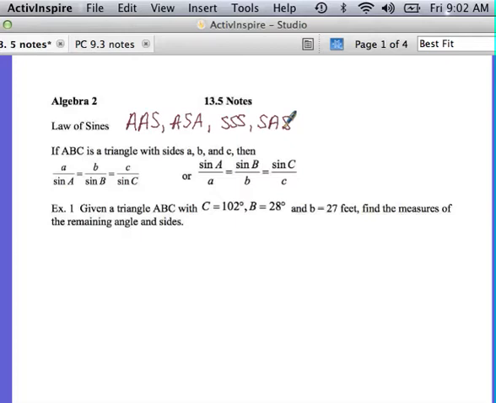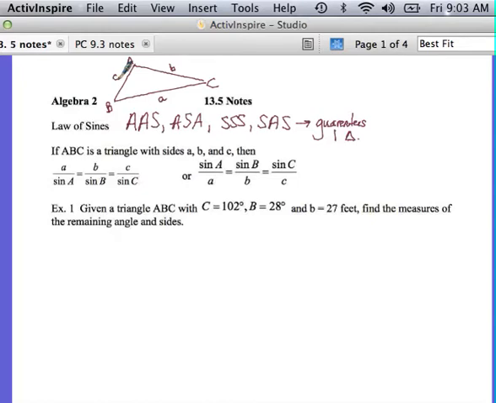Do you guys remember law of sines from last year in geometry a little bit? Well, let's go ahead and write this down, that this guarantees one triangle. Let's also draw a picture of a triangle. We'll label it triangle ABC.